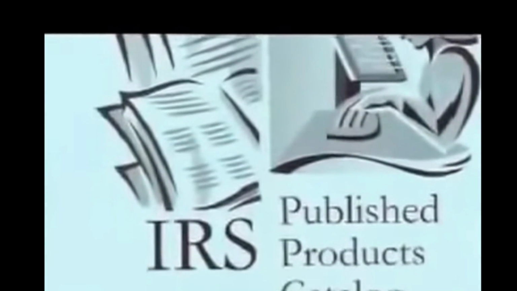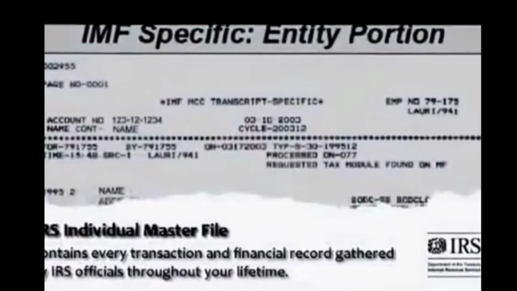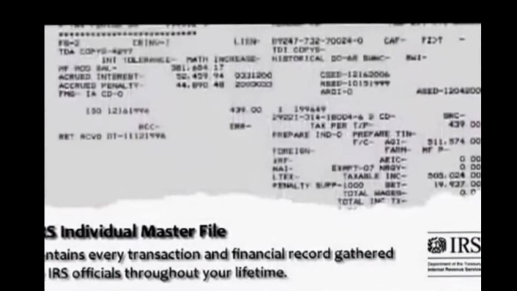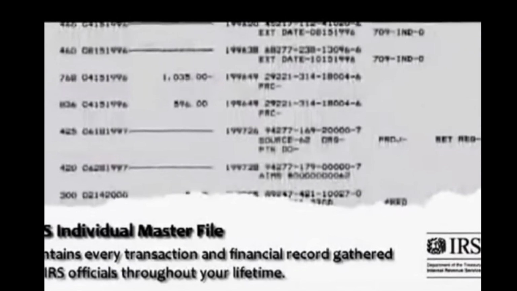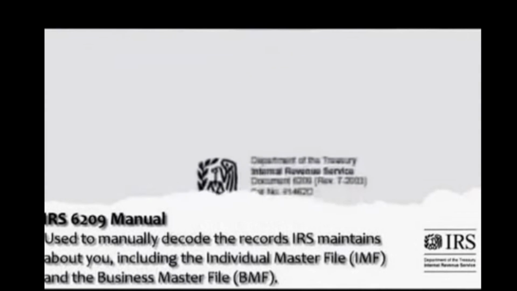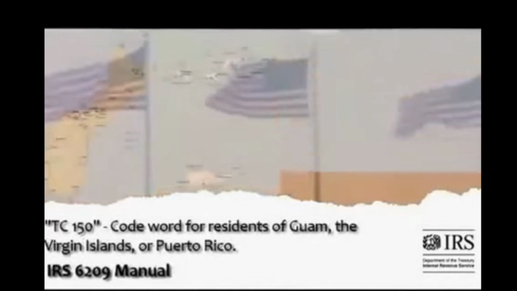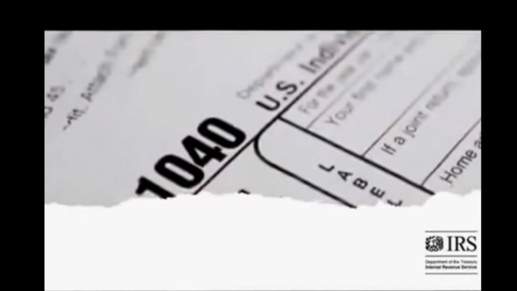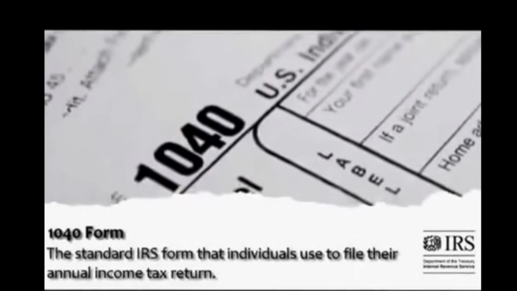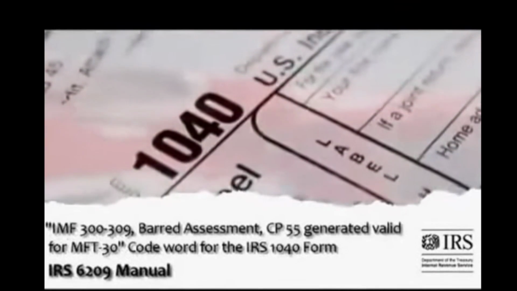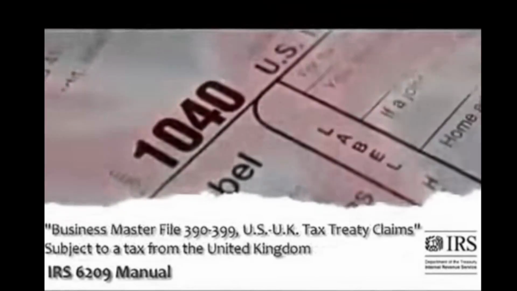The evidence proving income tax is paid to the United Kingdom is found deep within the IRS individual master file, which contains every transaction and financial record gathered by IRS officials throughout your lifetime. One of these codes determines what kind of tax you are paying. After looking this code up within the IRS 6209 manual, you find that they have incorrectly classified all Americans as domiciled corporations in either Guam, the Virgin Islands, or Puerto Rico. Furthermore, all taxpayers who filled out a 1040 form are subject to a tax for doing commerce with the United Kingdom under a treaty with the United States.